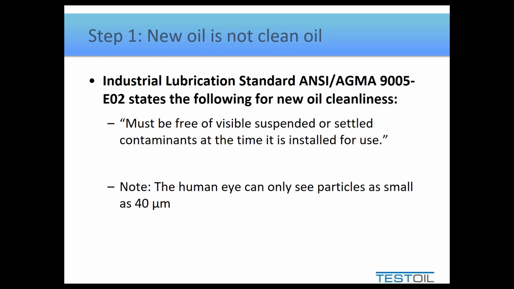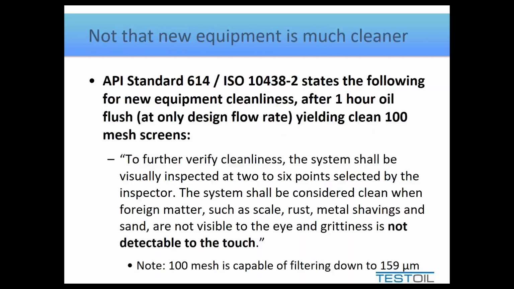Well, like I said earlier, the human eye sees particles down to about 40 microns, maybe a little less, depending on your eyesight. These aren't the size particles we're concerned with. It's the stuff that's way smaller than that. So this standard is terrible. It's not that helpful to us, but it is the go-to standard for fluid cleanliness. Now, in terms of equipment, we have API standard 614. This standard talks about the commissioning of new equipment, and it is not very good either.